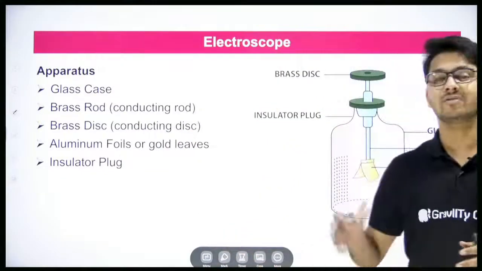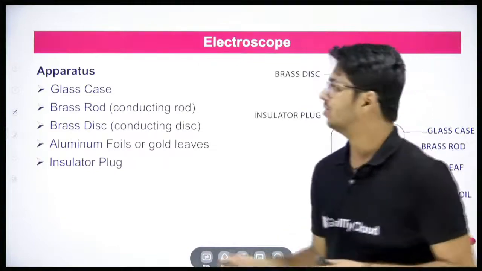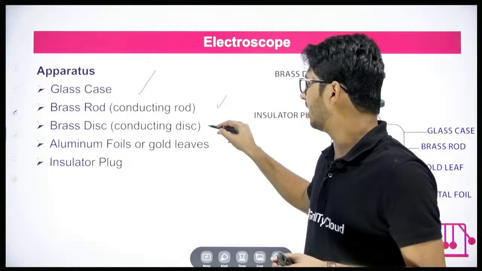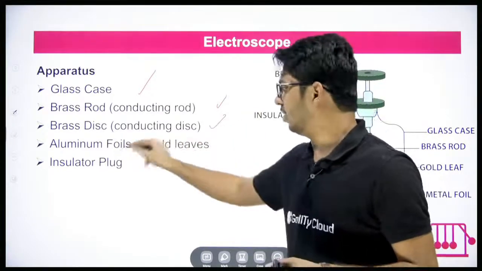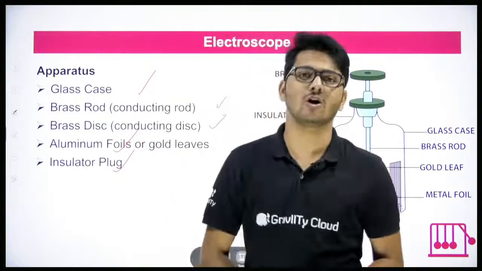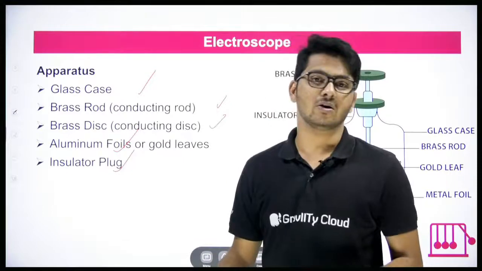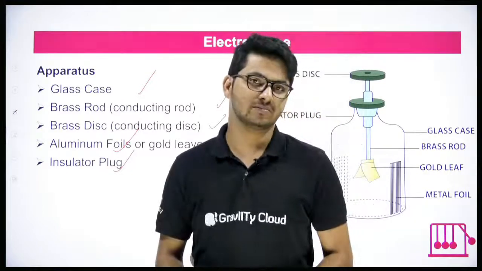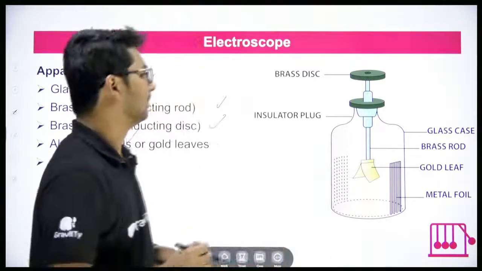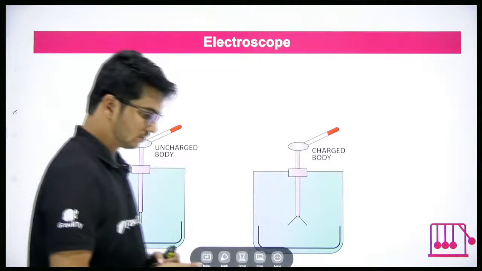All of them can be found at our home, and in fact this device can be made by ourselves at home. You can find a glass case or a glass bottle, a conducting rod, a conducting disc, and aluminium foils. You can also find an insulator plug. You can make use of a cork, a wooden plug, or a thermocol. All of them are insulators. So you can actually do this at home. Okay, good. Let's continue.